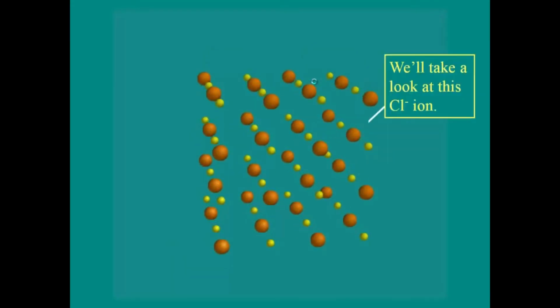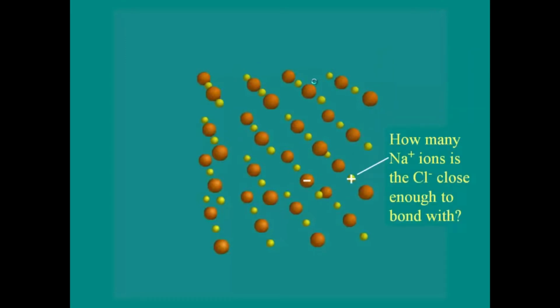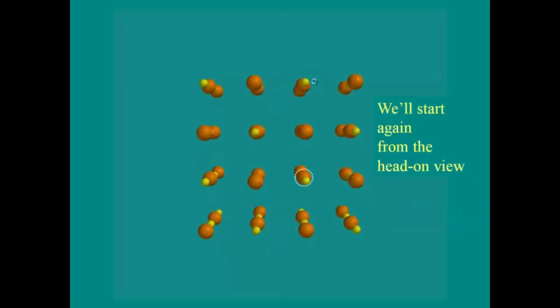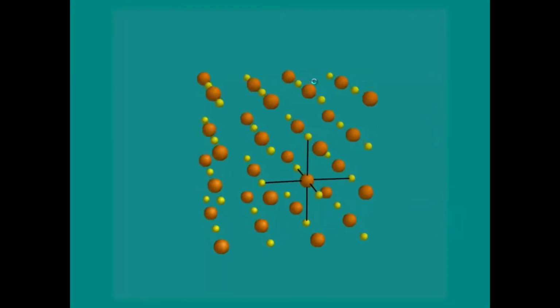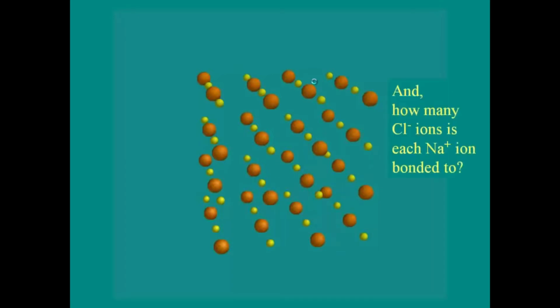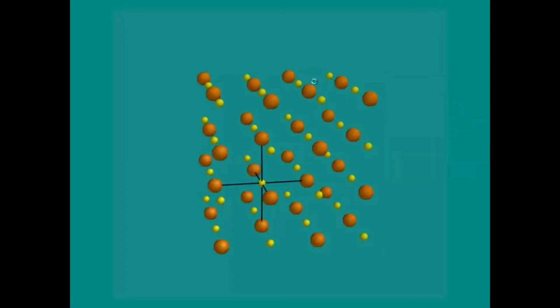So what we're going to do is take a look at a particular chloride ion, that one right there, and ask the question, how many sodium ions is the chloride ion close enough to bond with? Let's start with the head-on view first. And as we change the perspective, you can see there are exactly 6 sodium ions that the chloride ion is equidistant to and can bond to. If we ask the same question of sodium, how many chloride ions can it bond to? Well, again, there are 6 chloride ions that it's equidistant to, and therefore the sodium ion also bonds to 6 chloride ions.